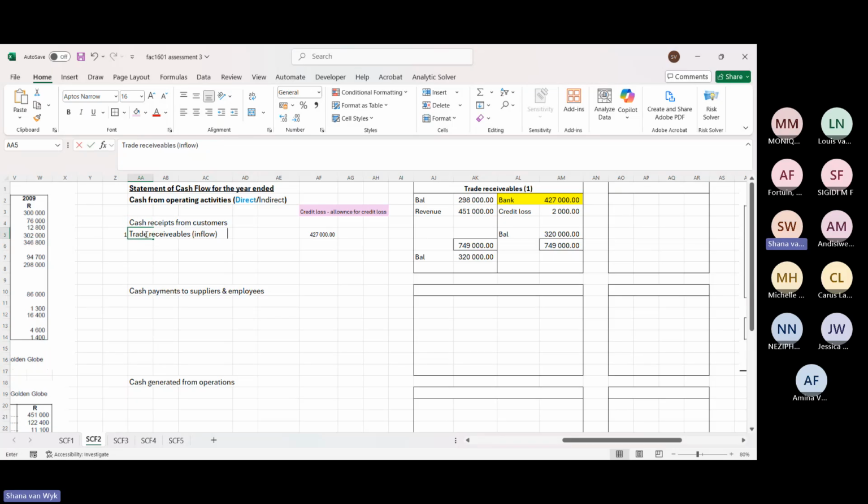So cash received from customers. Okay, it's the same, so I must delete this one. And it's going to be a positive, because we are receiving money. Okay, cool. Now I'm on to the next.